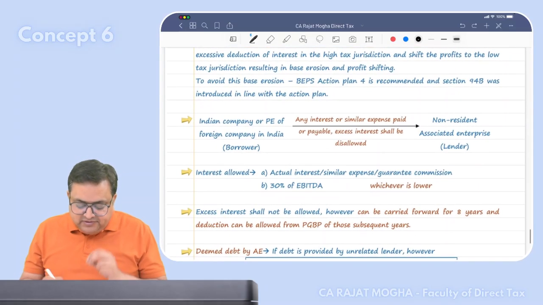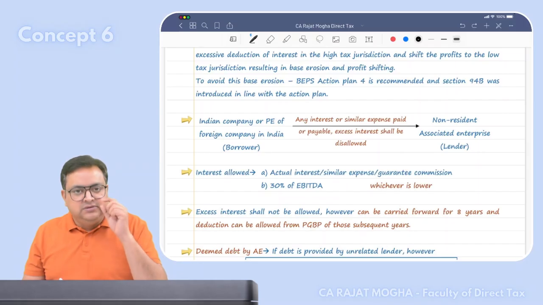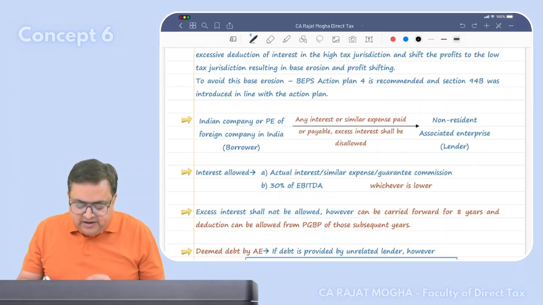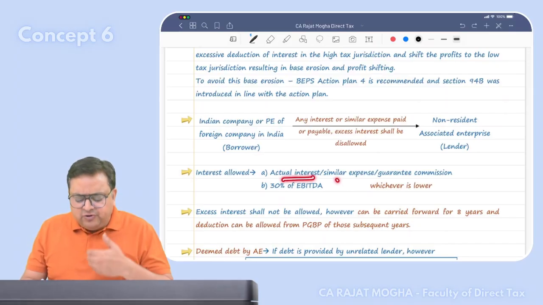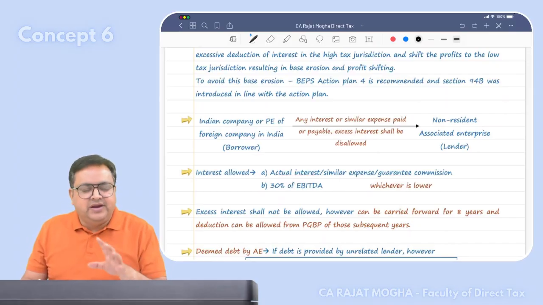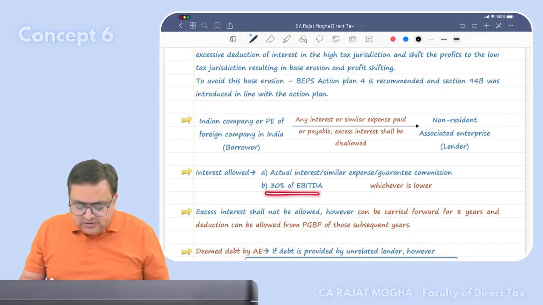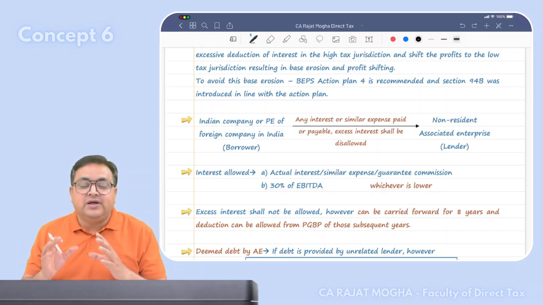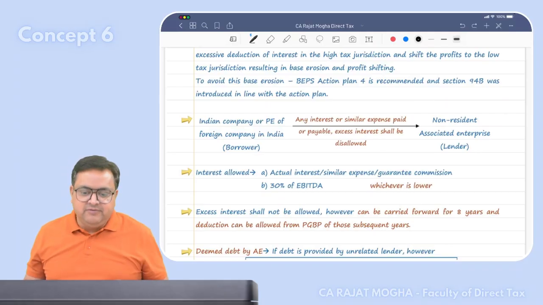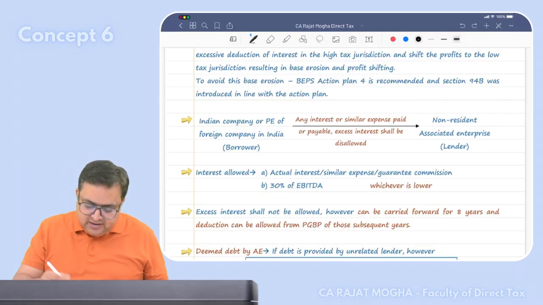Now, how much interest will we allow? Only a maximum of 30%. So whatever interest we have actually paid or is payable to them, or any similar expense like guarantee commission or any other expense, or 30% of EBITDA, whichever is lower, only that we will allow. We will not allow you more. Only 30% we will allow. Right. Then what will happen?